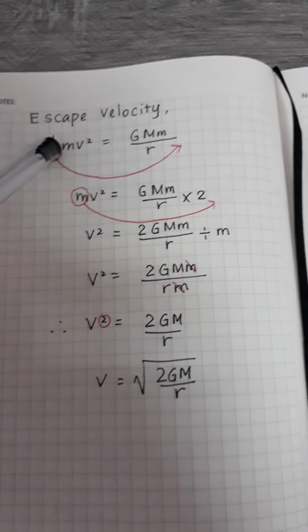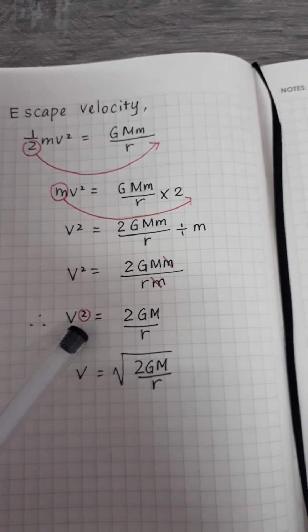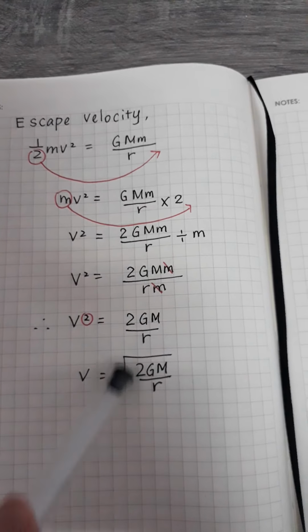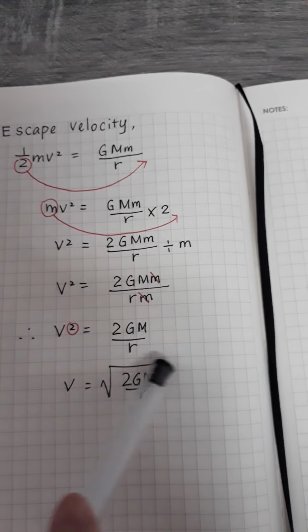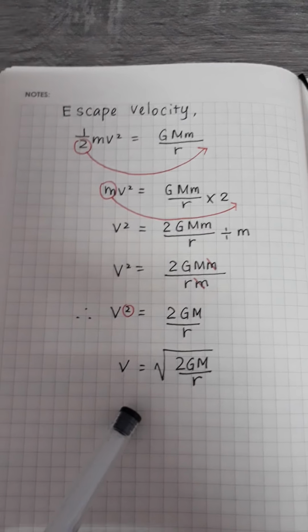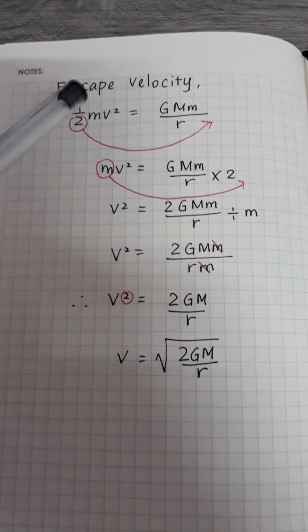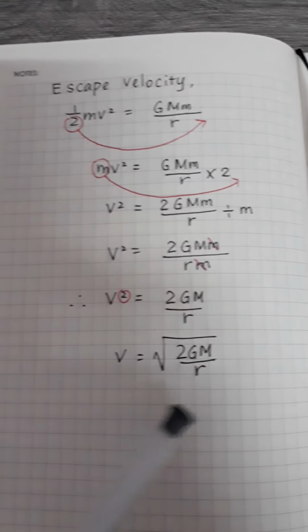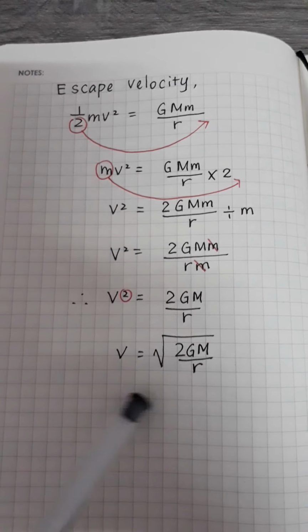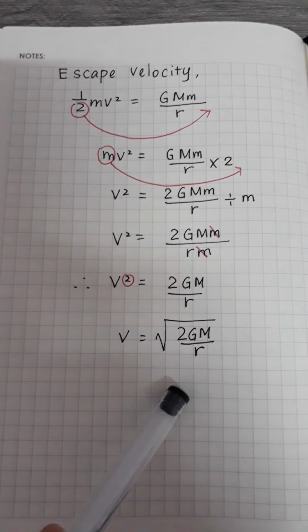Since we need to find the escape velocity, we have to get rid of the square by taking the square root of it. Square root of 2GM over r. This is the formula for us to calculate the escape velocity for an object on the surface of the Earth to escape to the space.